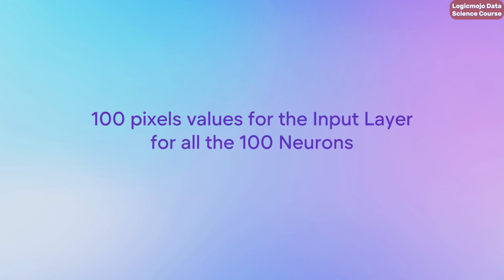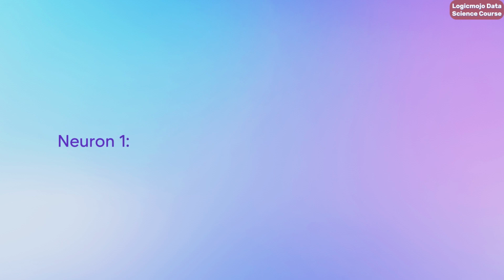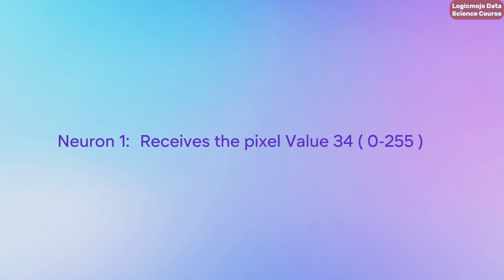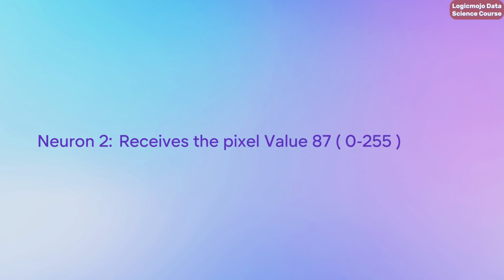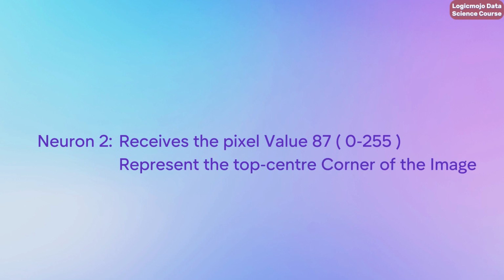It's 100 pixel values for the input layer for all the 100 neurons. So let's say neuron 1 receives the pixel value, let's say 34 or any value from 0 to 255, and that represents the top left corner part of the image, or you can call it the pixel. Similarly, neuron 2 receives 1 pixel value, let's say 87, and that represents the top center part of the image.